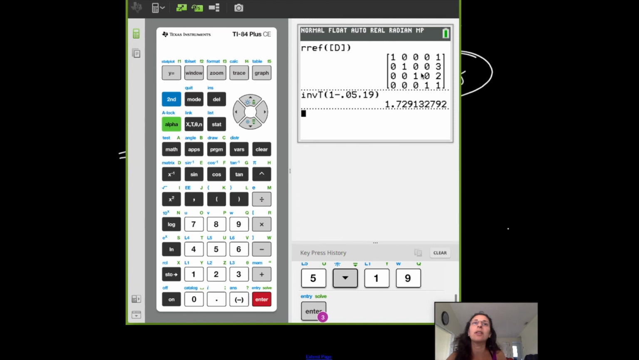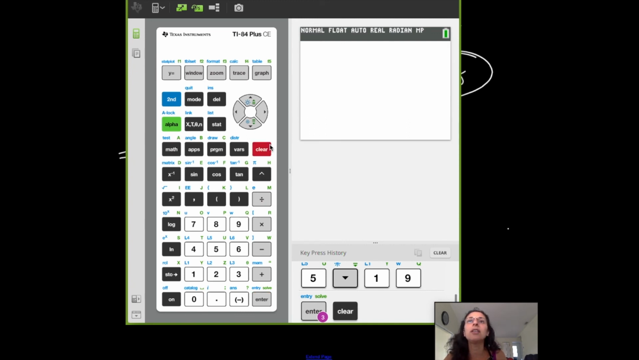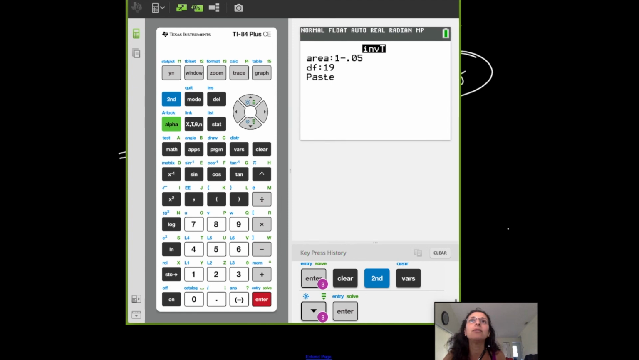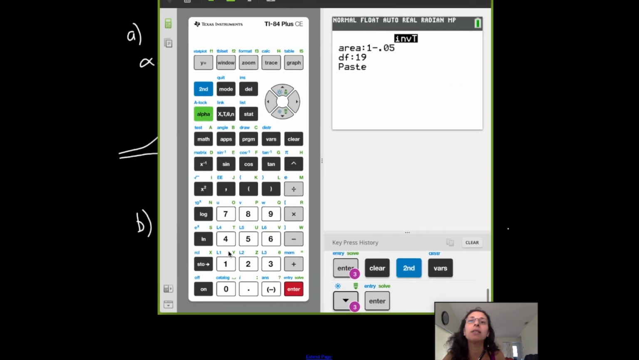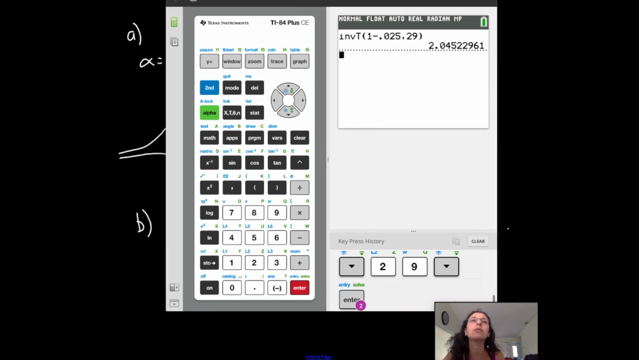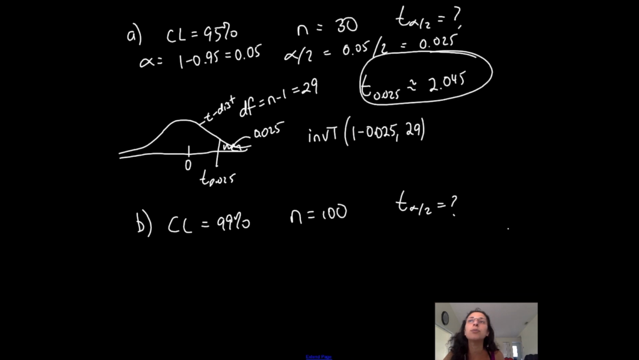So when I go to my calculator, where do I find inverse t? I'm going to find it same place that I find inverse norm, second bars in distribution, and it's actually right under inverse norm. So be careful you don't use inverse norm by accident. Inverse t, my area, right, was 1 minus 0.025, and my degrees of freedom were 29. And I should get the same thing, 2.045, obviously rounded to 3 digits to the right of the decimal. Okay, so this is my critical t-score for this particular situation.